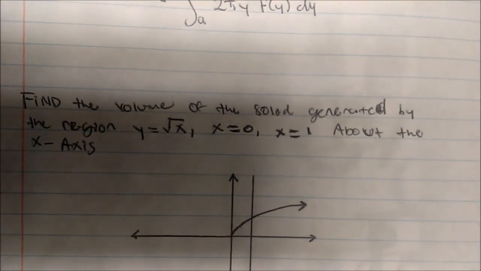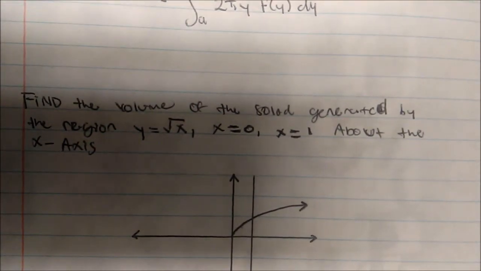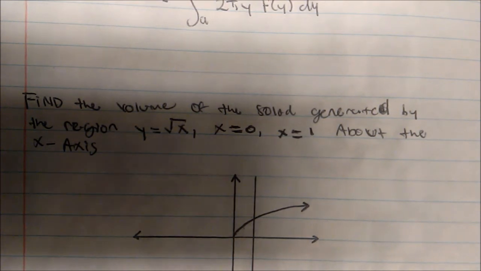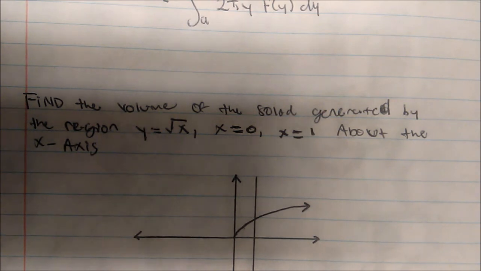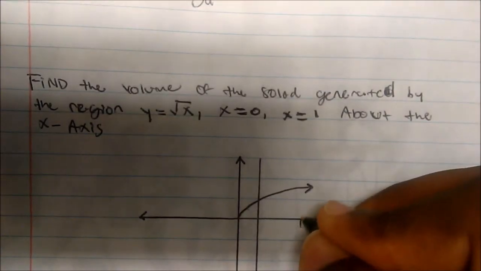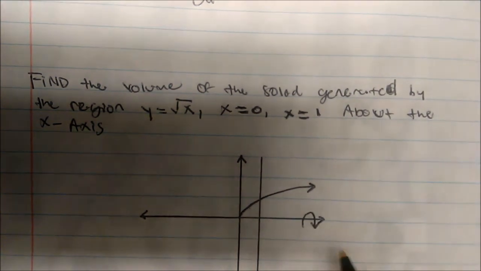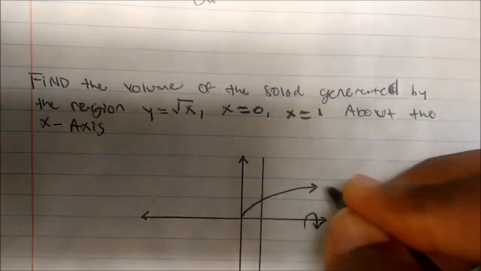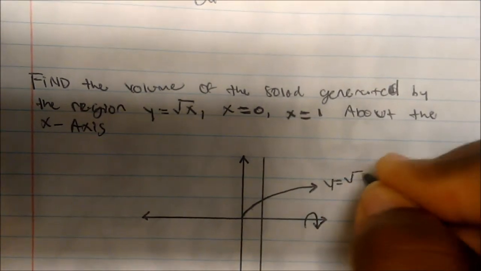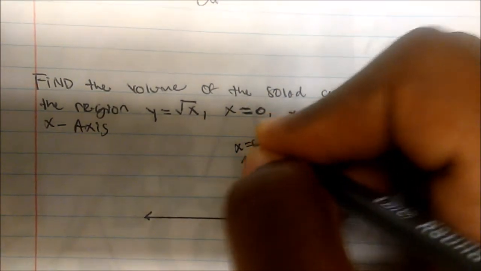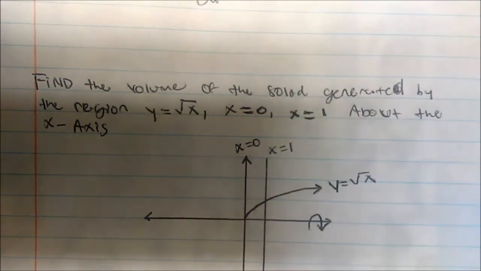It says find the volume of the solid by the regions enclosed by y is equal to the square root of x, x is equal to 0 and x is equal to 1, about the x-axis. So we know that we are revolving around the x-axis. Okay, well, that's nice to know. So that means that we're integrating with respect to y. Now, if I look at the graph here, I know this is y is equal to the square root of x. And we know this is where x is equal to 0, and this is where x is equal to 1.